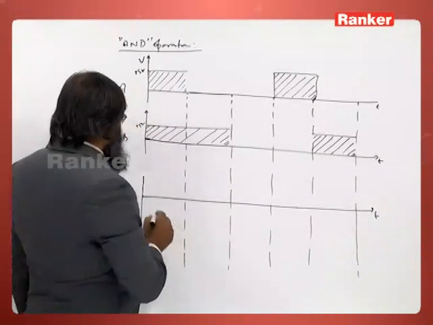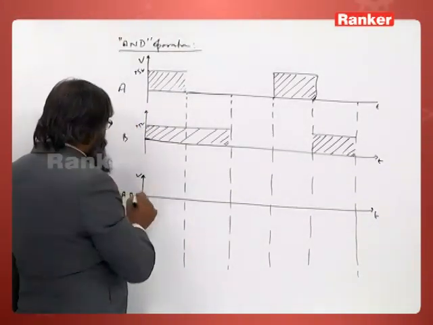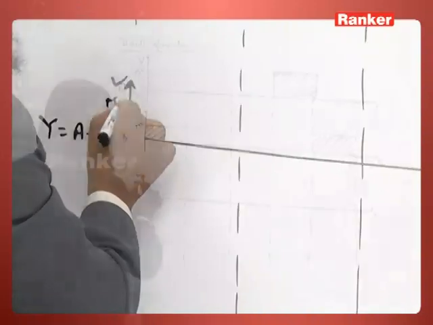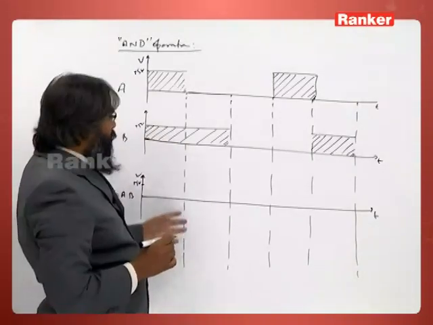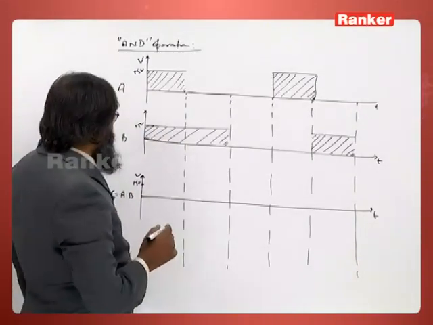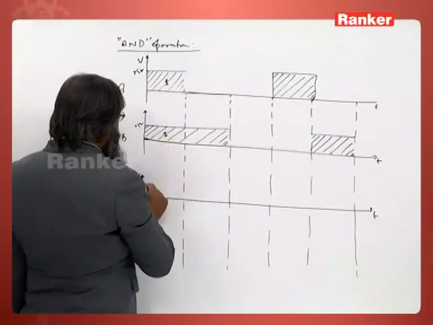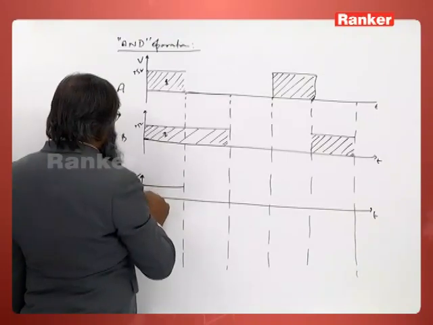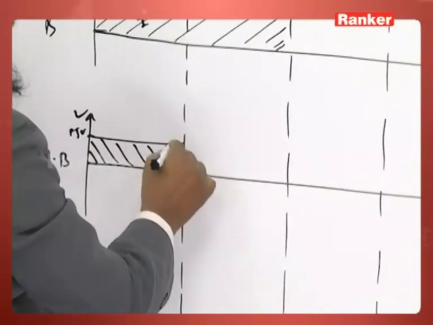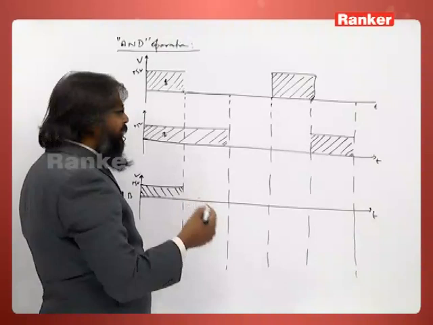So, now let us see how the voltage will be in y, that is, what the operation A and B will give. Now, just see, this is 1 and this is 1. So, we will get this 1. So, AND operation tells that 1 1 will give 1.